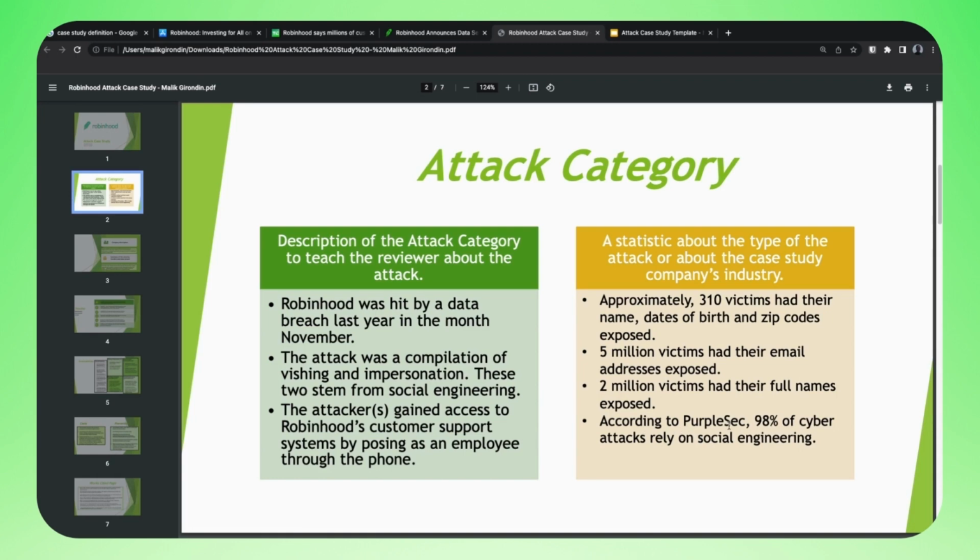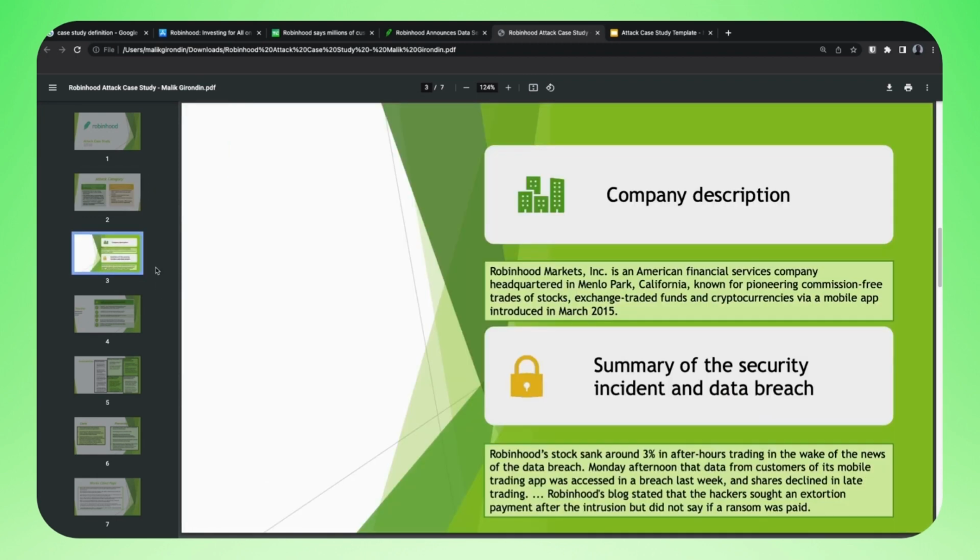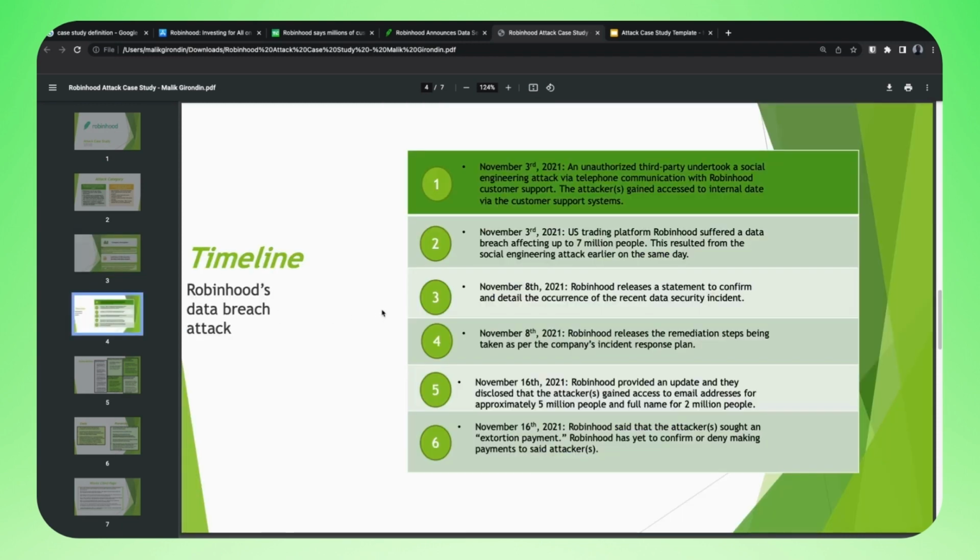According to PurpleSec, 98% of cyber attacks rely on social engineering. If you see my previous video, I talk about social engineering a lot and the dangers of it. Company description, we went over that earlier in the video. It's a brokerage used for trading stocks, ETFs, and so on. This is a summary of the security incident breach, which you can find on multiple news articles or on the Robinhood blog itself.